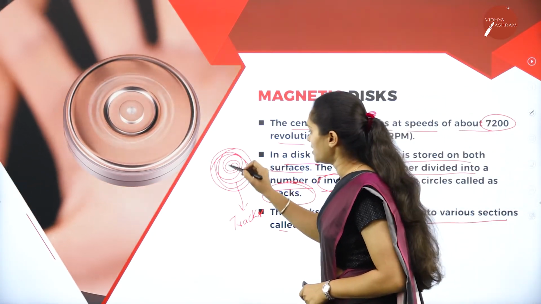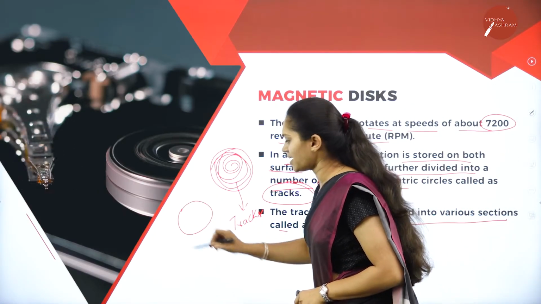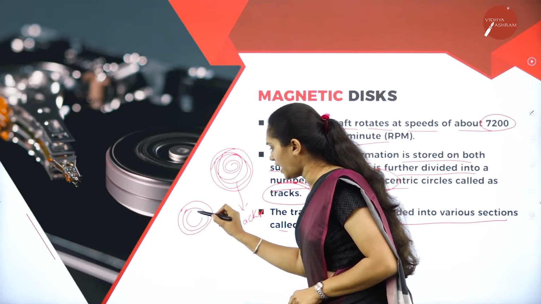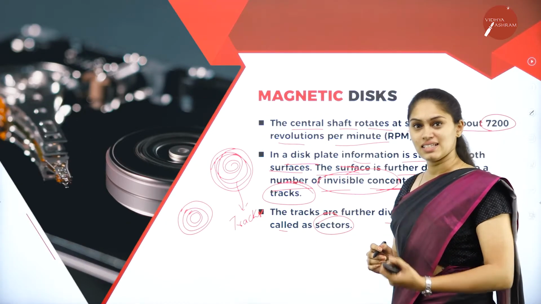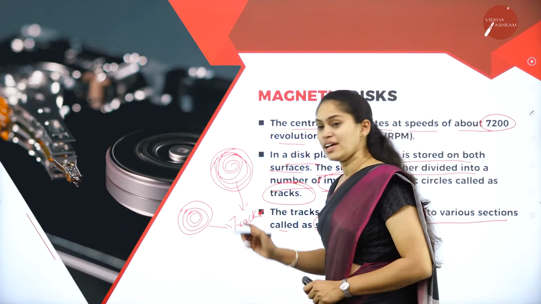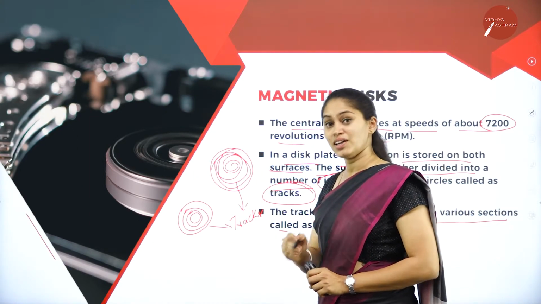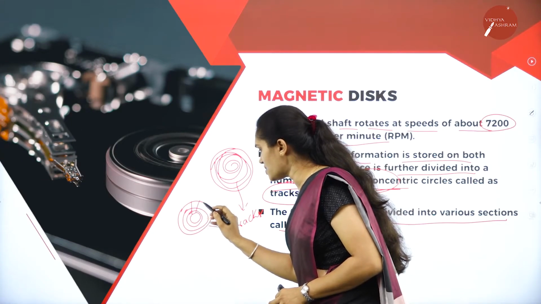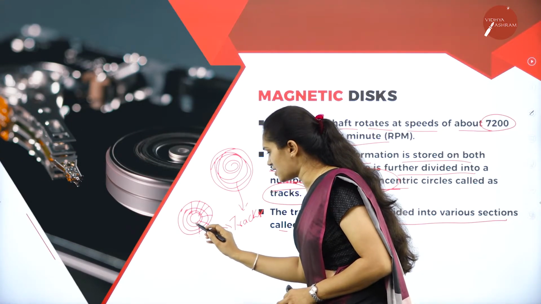For example, here I have a magnetic disk, and it is divided into a number of invisible concentric circles. I can call those circles tracks. These concentric circles are further divided into a number of sections, and those sections are called sectors.